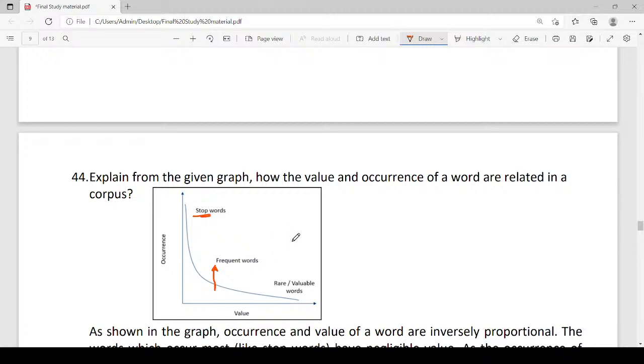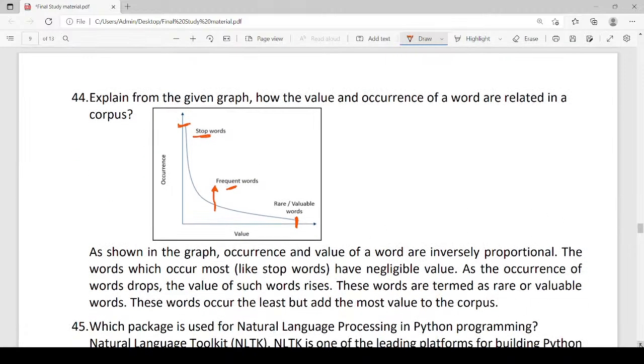You can explain this by looking at the graph. The words that occur the most times have no value, and those are your stop words. As we move down, we find certain words which occur frequently and have considerable value, your frequent words, which speak about the document subject. And finally, the words which have less occurrence but a lot of value, which we call rare or valuable words. So I'm sure you will be able to explain this particular question now.